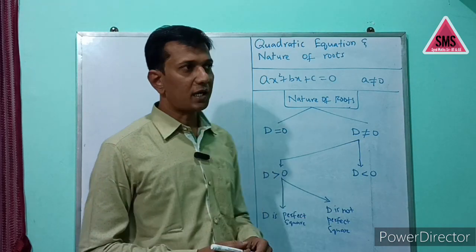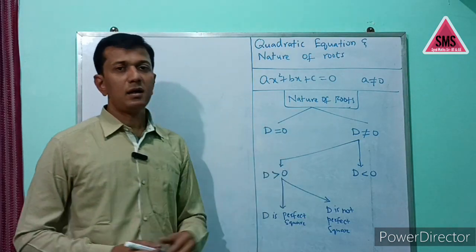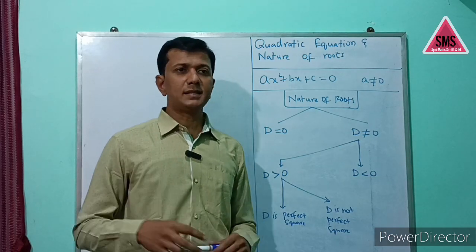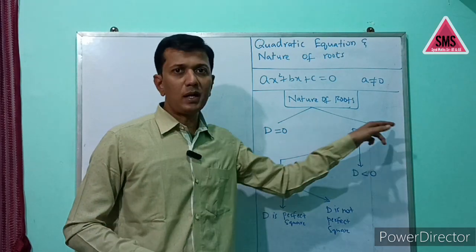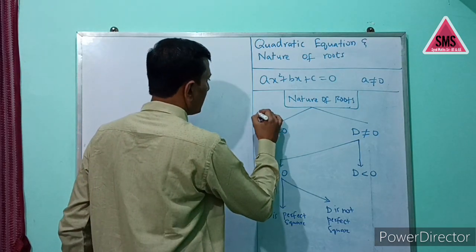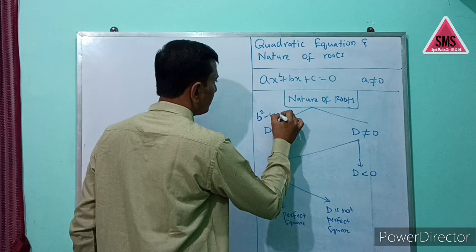So using the discriminant. Here D stands for discriminant. For checking the nature of the roots, there are two basic conditions: D equals 0 and D not equals 0. What is D here? Discriminant, b square minus 4ac.